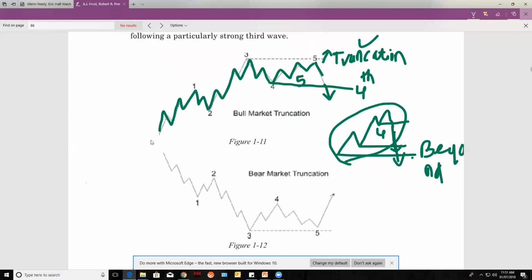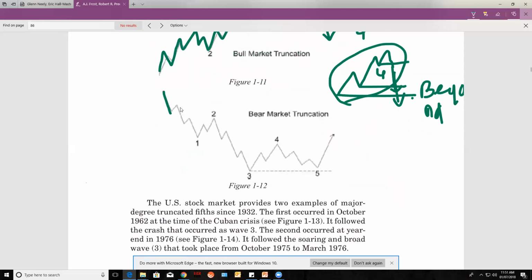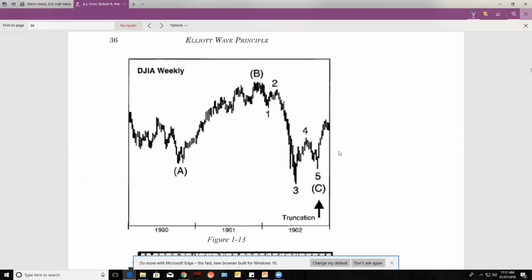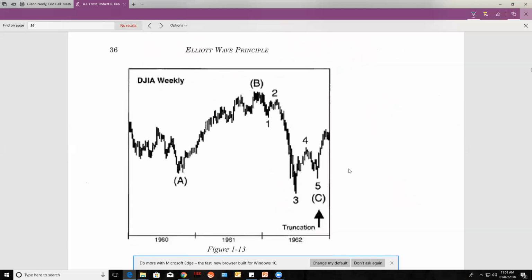That was a bull market truncation. This is a bear market truncation. They explain 1, 2, 3, 4, 5 and ABC, 1, 2, 3, 4, and 5. Then it moved up. Here it's a bear market truncation.